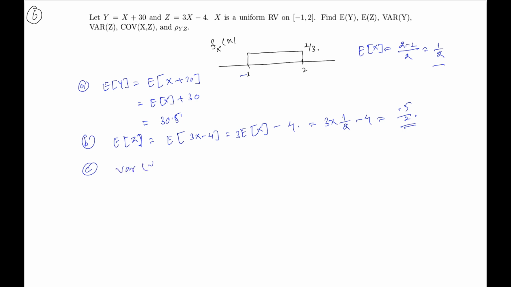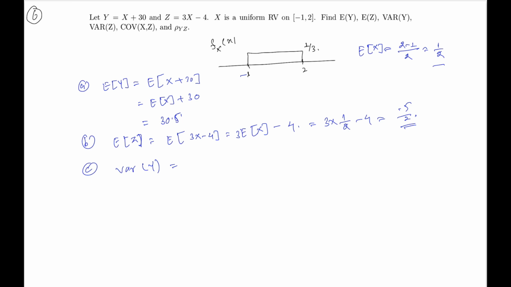Variance of this random variable y. So y will also be uniformly distributed, right? Using the transformation, you can even find the PDF of this random variable y. You just need to shift this PDF 30 units right, and you will have the PDF of this random variable y, and that will again be uniformly distributed.